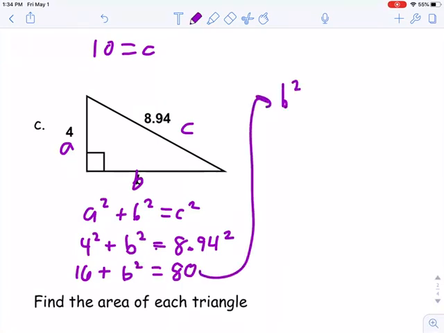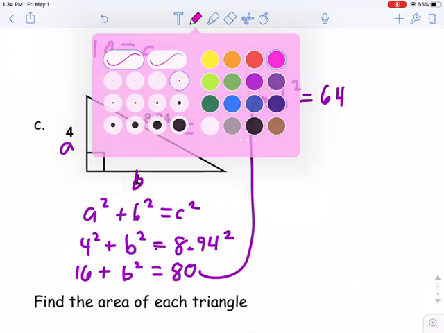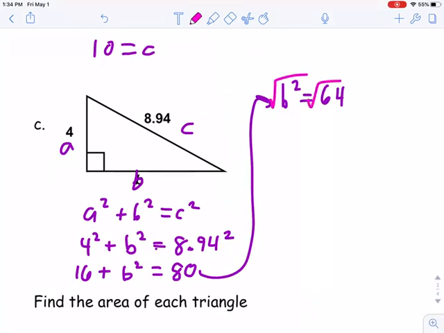So if I subtract 16 from both sides, that means B squared equals 64. Take the square root of both sides. B equals 8. In this case right here. Okay, nice.